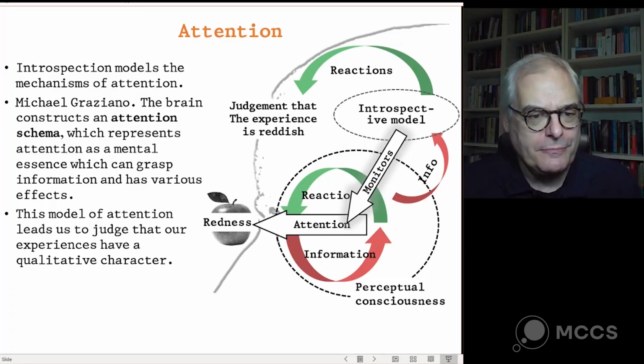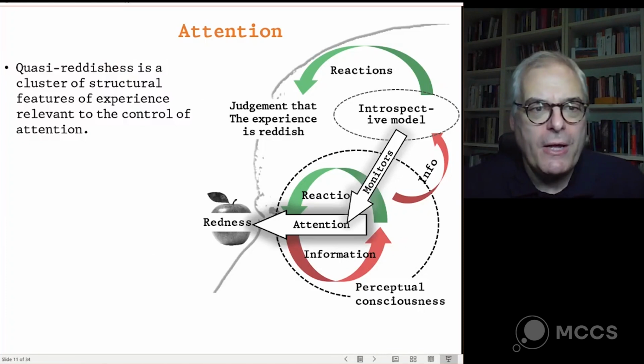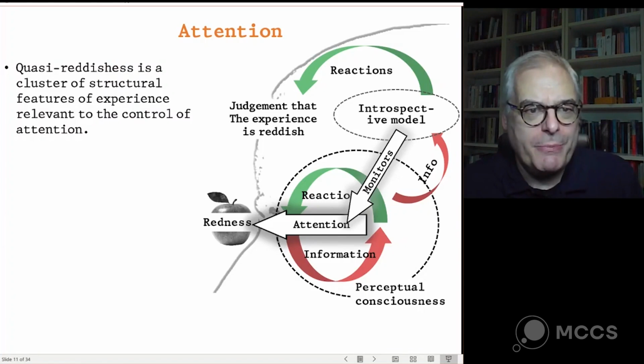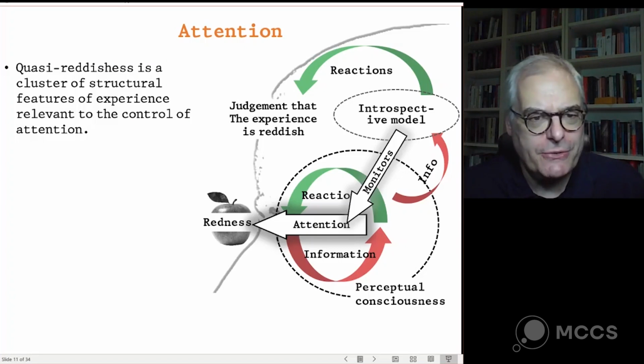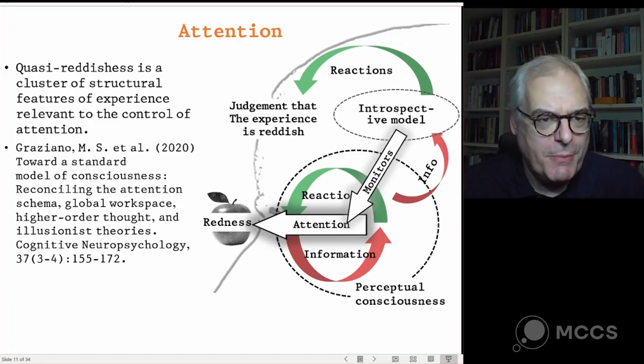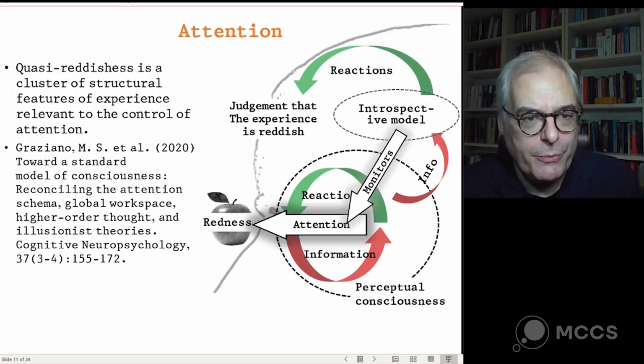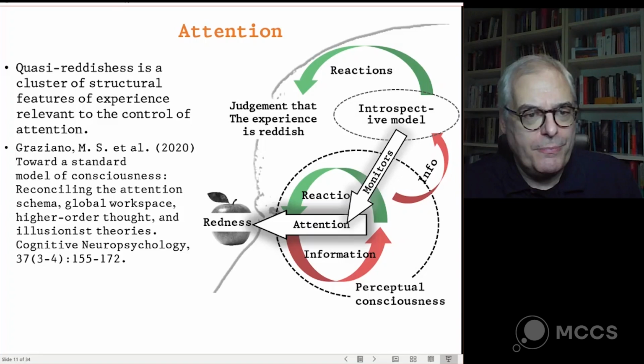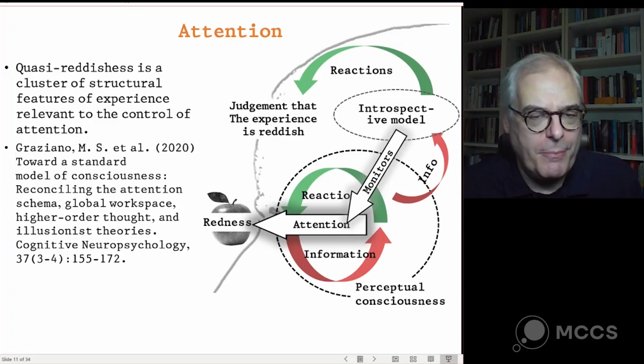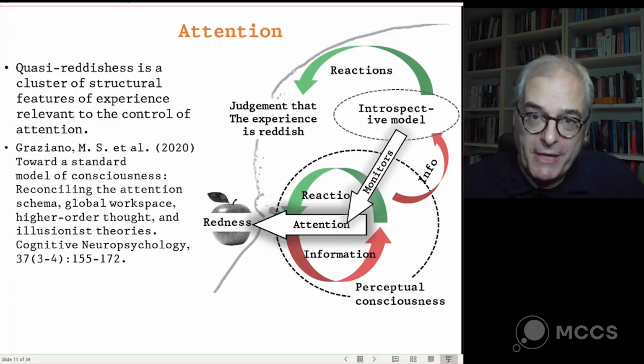So on this view, quasi-reddishness, the features that are actually being monitored, will be structural features of experience that are relevant to the control of attention, aspects of the attentional mechanisms. And here is a recent paper by Graziano and colleagues in which they summarise their model, which they hope will become a standard model of consciousness, integrating other approaches, including illusionism. The same journal has also published a range of commentaries on that paper, and Graziano and colleagues' replies to the responses. So it's a good place to start exploring this approach.